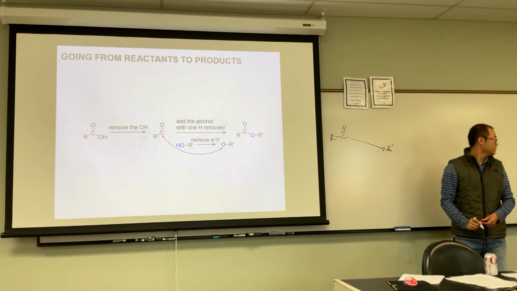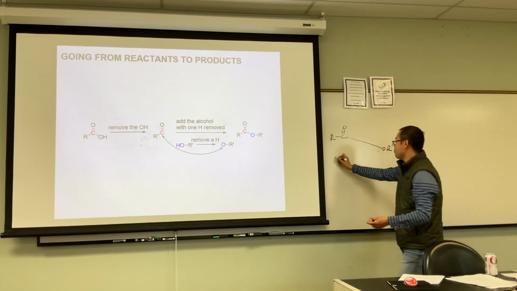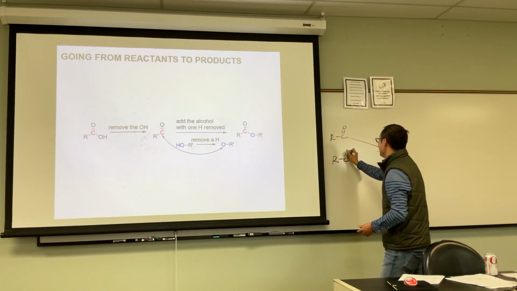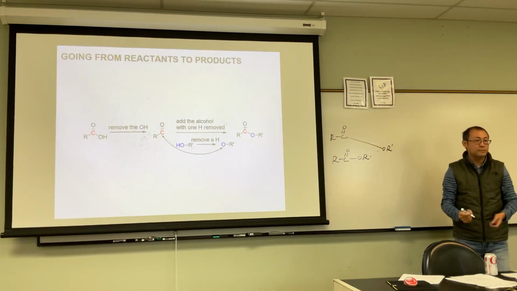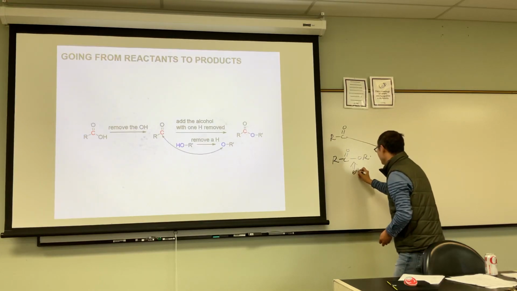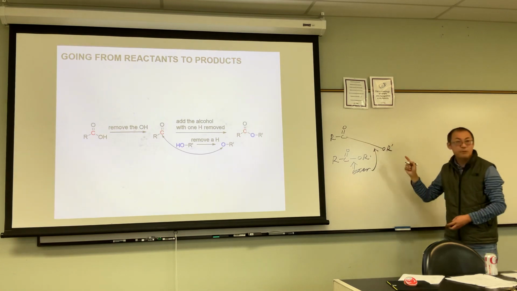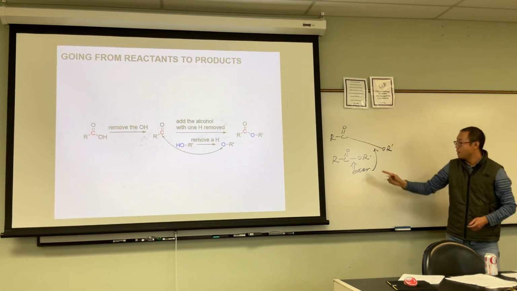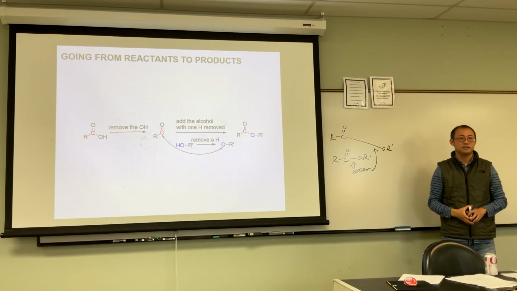Do you see that? Of course, you can write it better: RCOOR. You don't have to make it that long. Put it in a nicer way. That's the ester bond. This bond is the ester bond. The resulting molecule is called an ester.